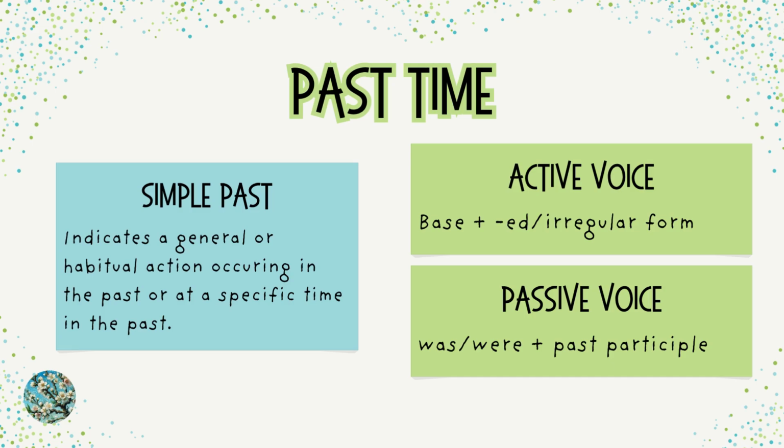At this time, we have already seen 2 past tenses. First, we have the simple past tense. We use this tense to indicate a general or habitual action occurring in the past or a specific time in the past. In the active voice, we use the base form of the verb with ed ending or the irregular form. With the passive voice, we use was or were and then the past participle.